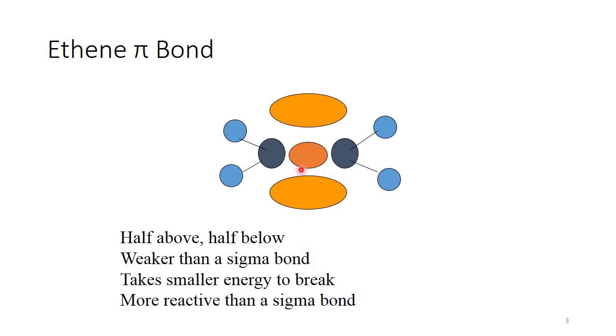Because this pi bond is weaker, it takes less energy to break. Because it takes less energy to break, when you have it in collisions, it doesn't take anywhere near as much energy to cause the bond to break. And so it is more reactive than a sigma bond. And so this functional group of a carbon-carbon double bond we find undergoes reactions quite easily compared to an alkane.